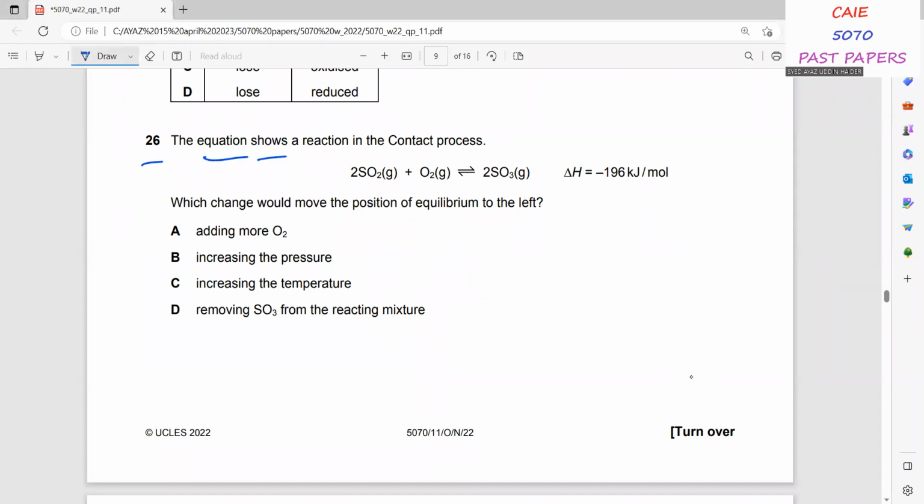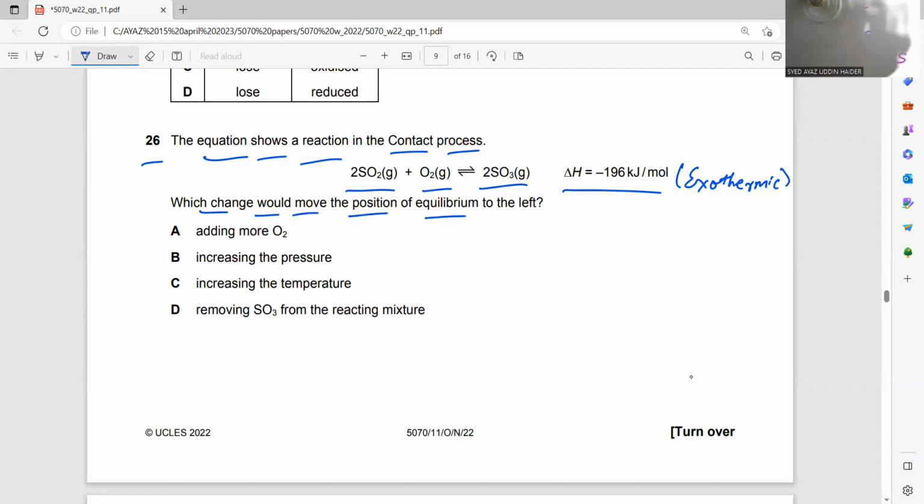The equation shows a reaction in the contact process. This is a contact process, and the equation is written 2SO2 gas plus O2 gas gives 2SO3 gas. Delta H is negative, which means forward is exothermic. Which change would move the position of equilibrium to the left? Now you want to move the position of the equilibrium to the left hand side. This is left hand side, which means on the reactant side.